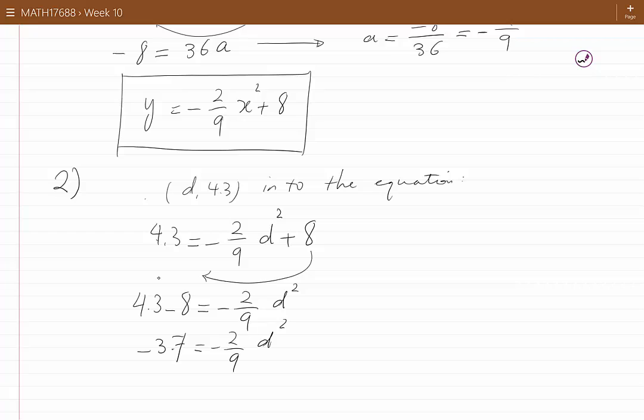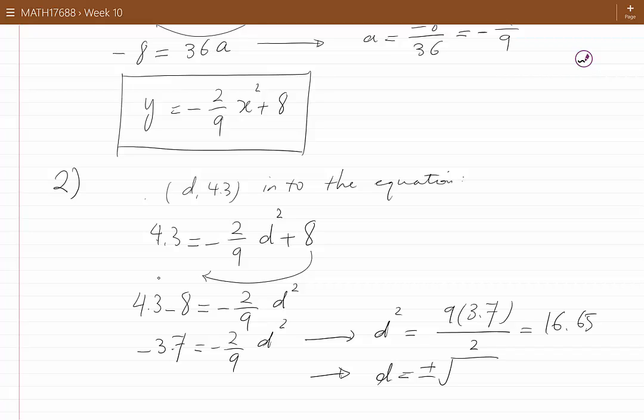If we cross multiply this equation to isolate d squared, we find that d squared is 9 times 3.7 divided by 2, which is 16.65. Therefore, d is equal to plus or minus the square root of 16.65, which is approximately equal to plus or minus 4.08. Let's now interpret this result.